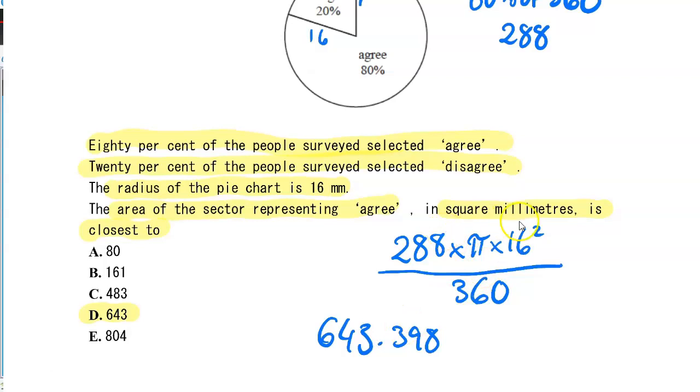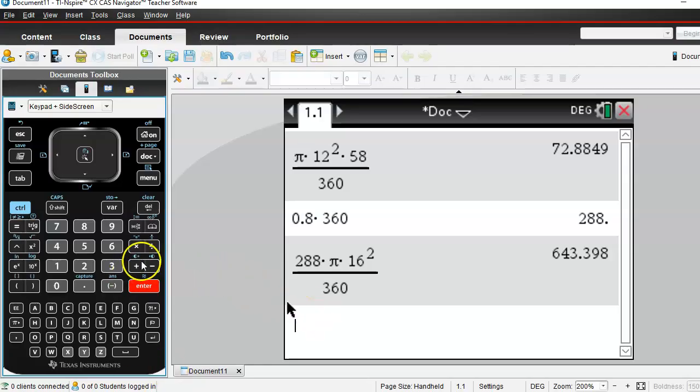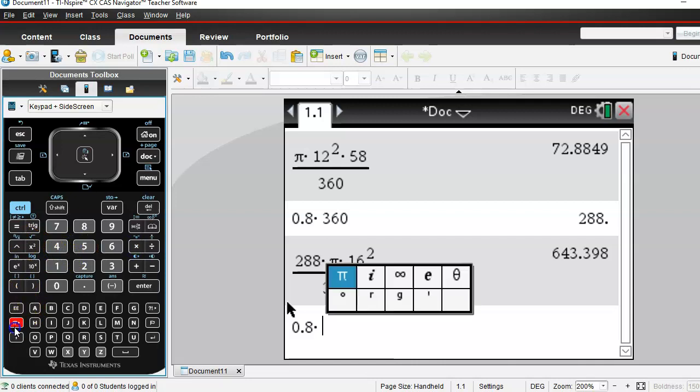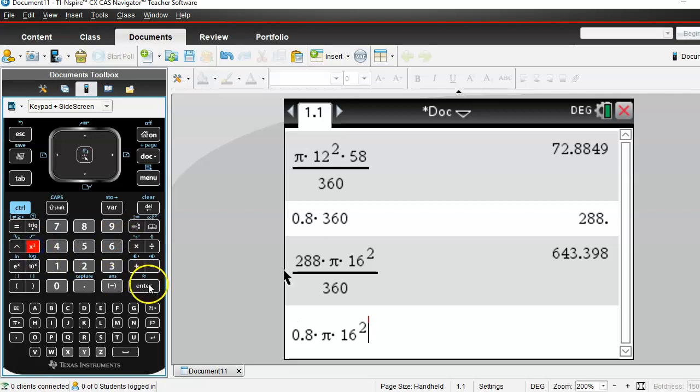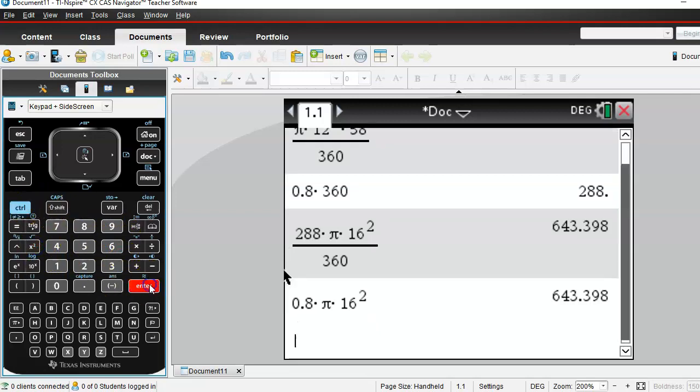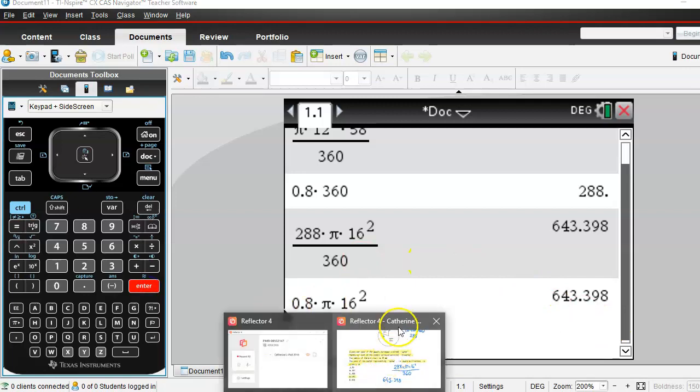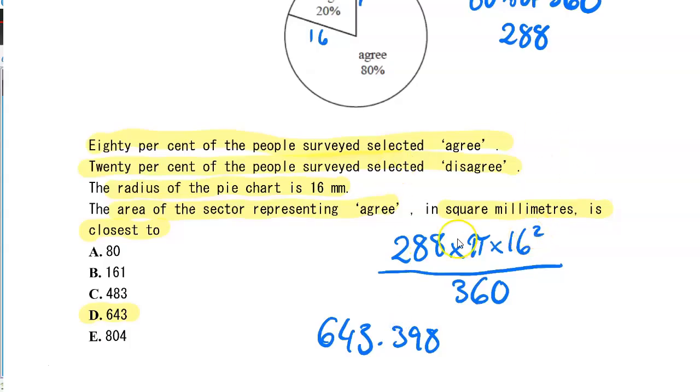Now, I think on my calculator, I could have gone 0.8 for 80% times by pi times by 16 squared, and I would have got the same answer there. So either calculation is correct as long as you understand what's going on there.